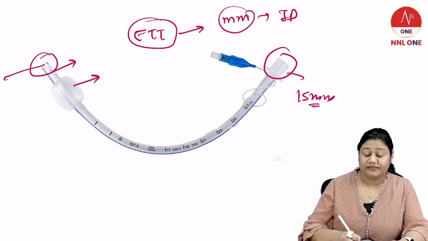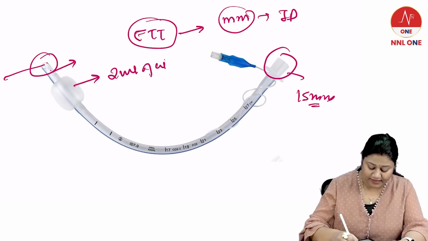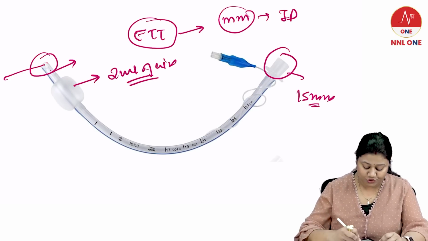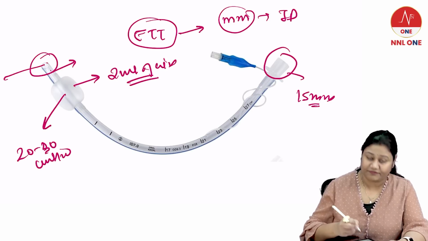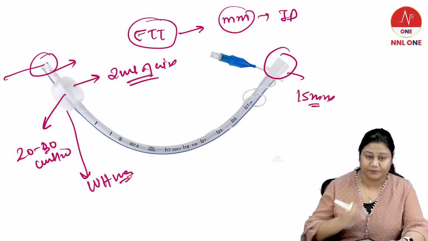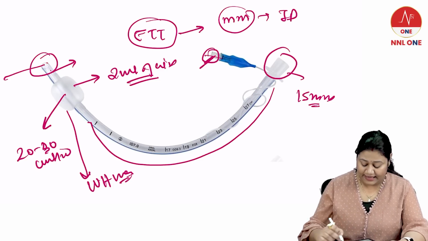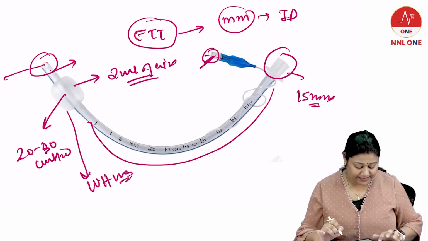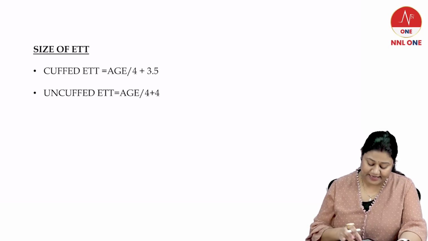This is your cuff. The volume of air that we use to inflate the cuff is 2 ml of air. That's it, 2 ml of air we'll use to inflate the cuff. The cuff pressure should be 20 to 30 centimeter of H2O, 18 to 25 millimeter of mercury, and we'll use a cuff manometer to monitor the pressure, right? This is the one-way valve through which you will inflate the cuff. This is the radio-opaque line. And now with this endotracheal tube, the formula: how will you select the appropriate size of ET tube?